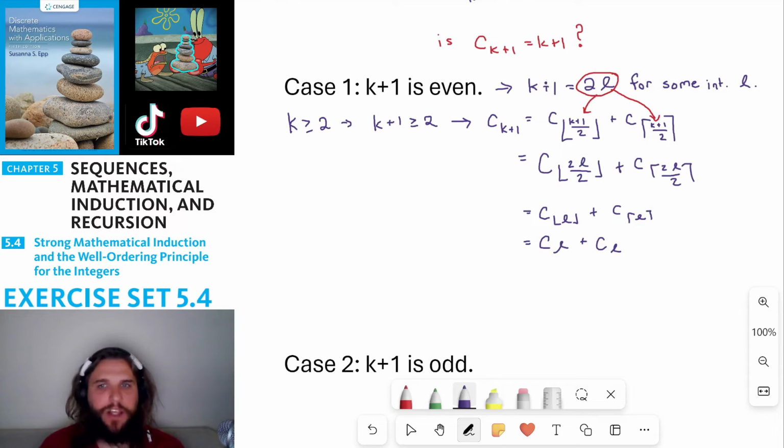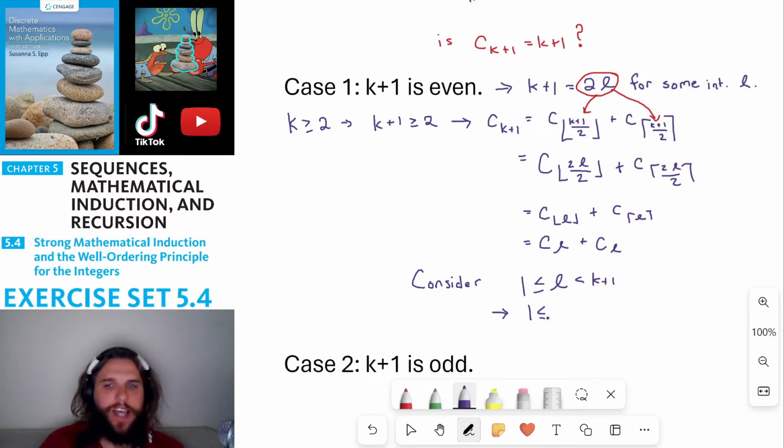Now, since k plus 1 is a positive integer, that means L is a positive integer. But k plus 1 is twice the size of L. Now that means that L is strictly less than k plus 1, but it's also greater than or equal to 1 because we know L has to be positive since k plus 1 is positive. But more importantly, this means that L satisfies the inequality that it's sandwiched between 1 and k. And that means precisely that P of L is true.